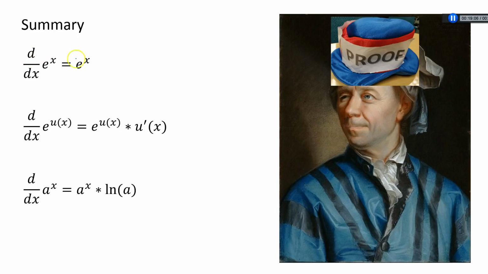So summary, derivative of e to the x is e to the x. If you're doing the derivative of e to some function, then you leave that function alone, multiply by its derivative. And then the derivative of a to the x, you leave a to the x alone, multiply by the natural log of the number, which is going to be a constant.